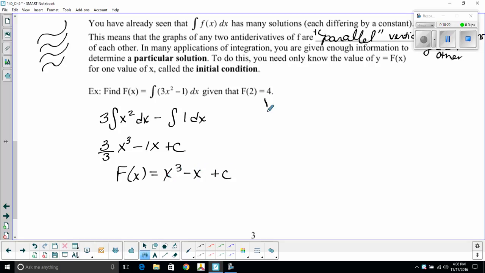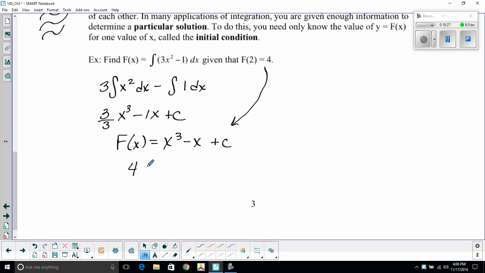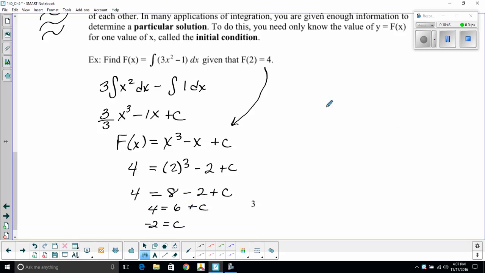But then they give me this condition right here. Well, that would mean that 4 equals 2 cubed minus 2 plus c. Or in other words, 4 equals 8 minus 2 plus c, 8, 7, 6, and then negative 2 equals c. So my particular solution would actually be f of x equals x cubed minus x minus 2.